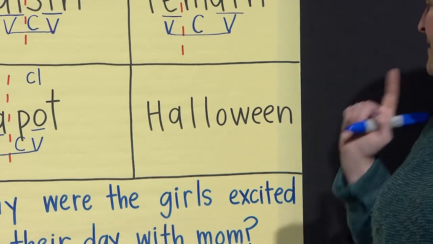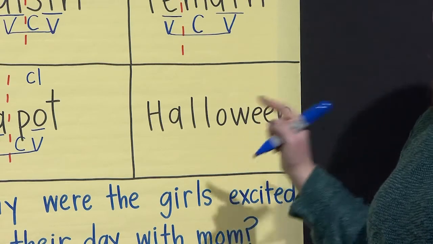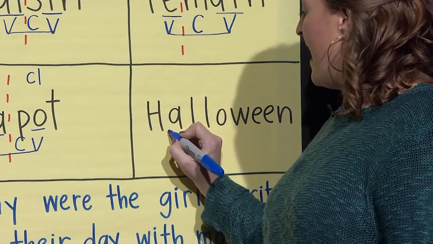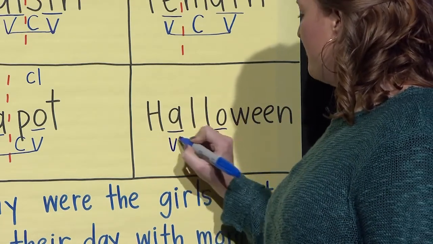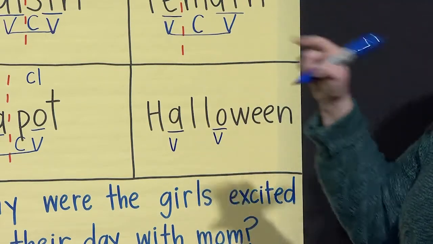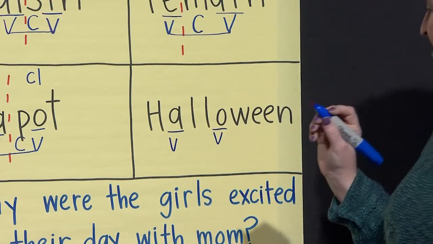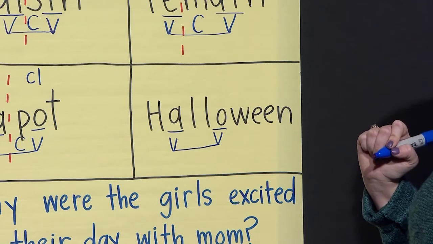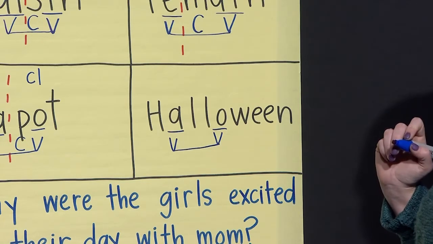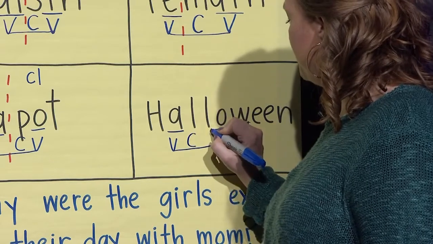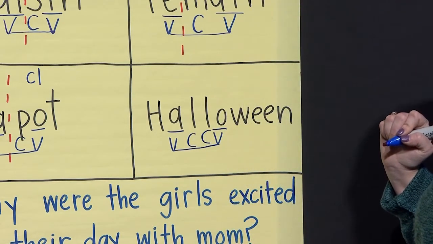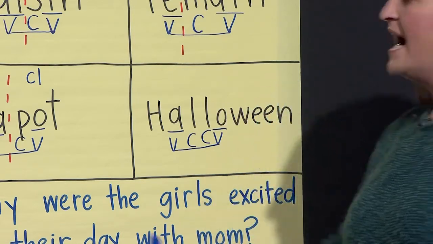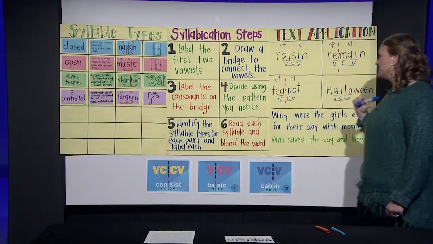Step 1. Label our first 2 vowels. So you underline and label your first 2 vowels. I will underline A and O because they are our first 2 vowels. Step 2, draw a bridge to connect those vowels. Step 3, label the consonants on the bridge. I see 2 L's, so I will put 2 consonants. But you know what? Before we divide, I see some more vowels. So let's stop and go back to step 1 and label the next vowels we see.